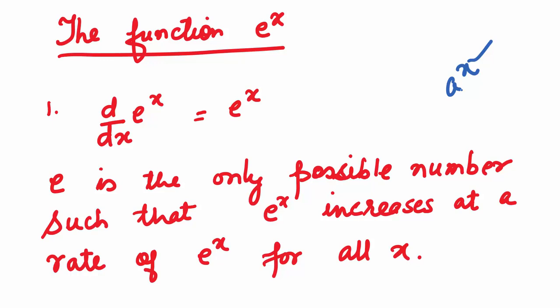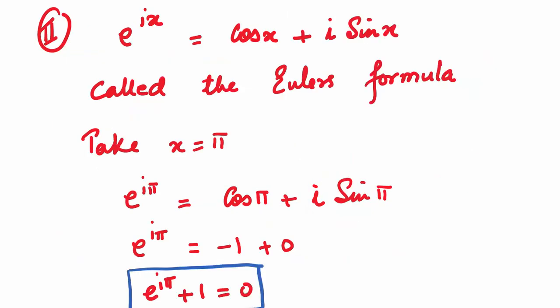e is the only possible number such that e to the power x increases at the rate of e to the power x for all x. e also gives rise to another function, e to the power ix, which is nothing but cos x + i sin x. You know, this is the very famous Euler's formula.